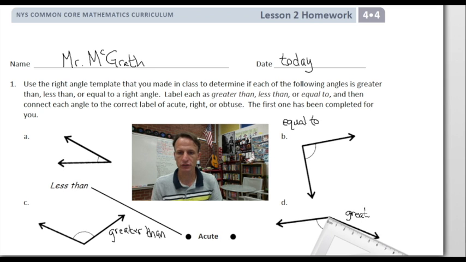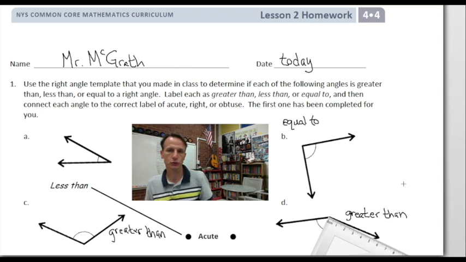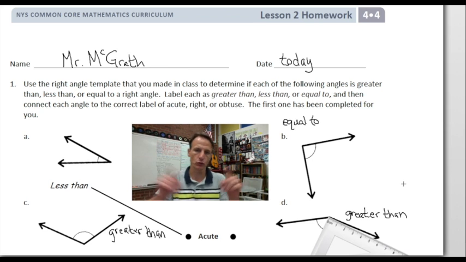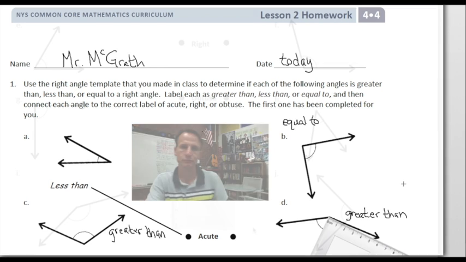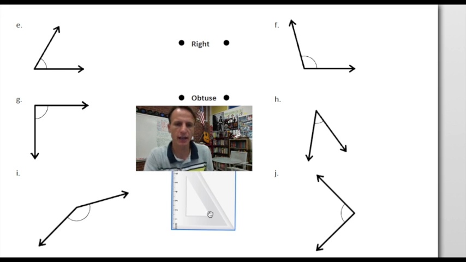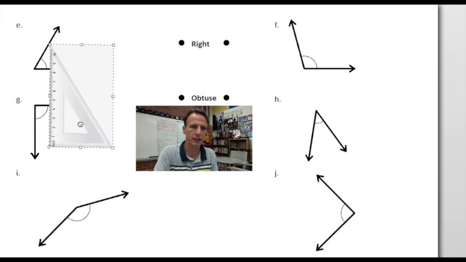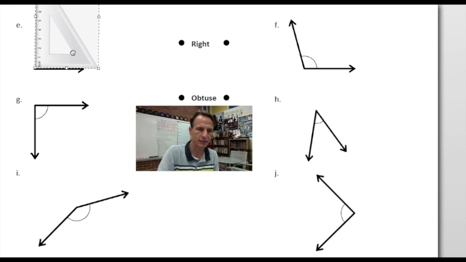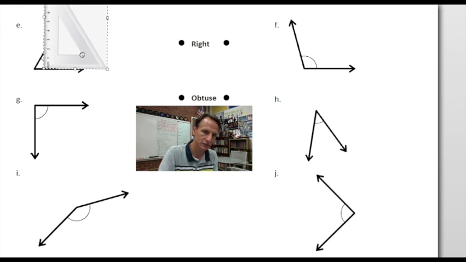All right, so let's go through and do the same for E through J, and then we'll go back and do all our connecting the dots. Alright, so here we are in E through J. I'm going to grab my square again and head over to this angle, and you can see, by the way, the square covers up the arm of that angle. I'm going to shift it over.